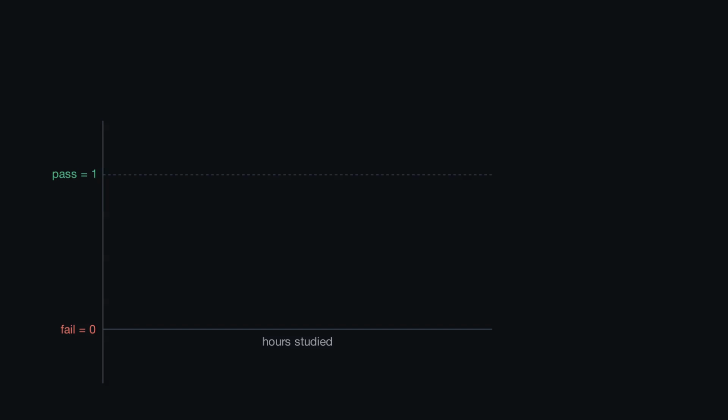Here is our data. Each dot is a student. Along the bottom, how many hours they studied. The answer is only one of two things. Down here, the ones who failed, marked 0. Up here, the ones who passed, marked 1.